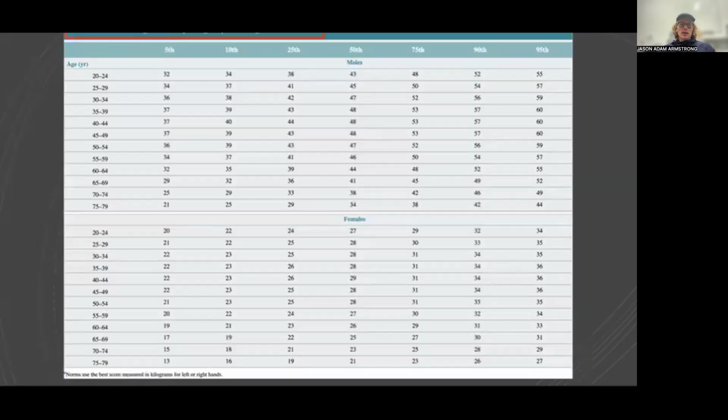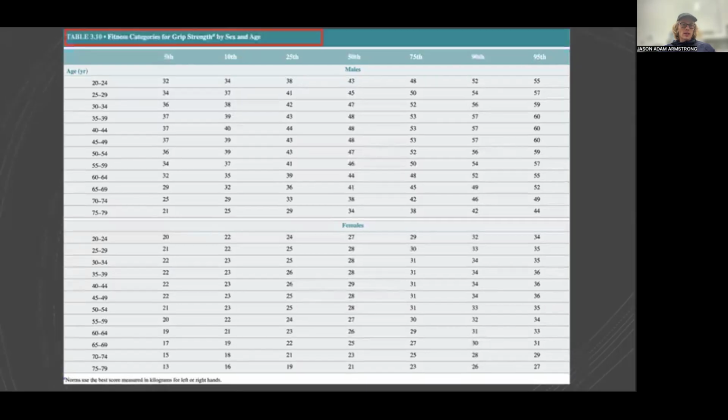Okay, here we have grip strength standards by age and sex. So again, think about why I would want to differentiate by age and why I would want to differentiate by sex. We just talked about that with cardiorespiratory fitness. Really similar principles here, right?